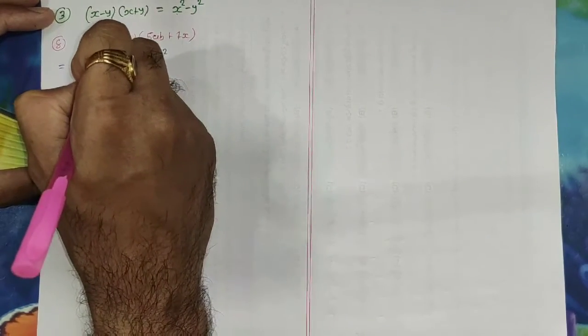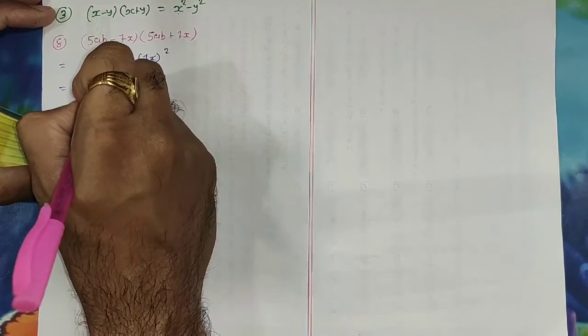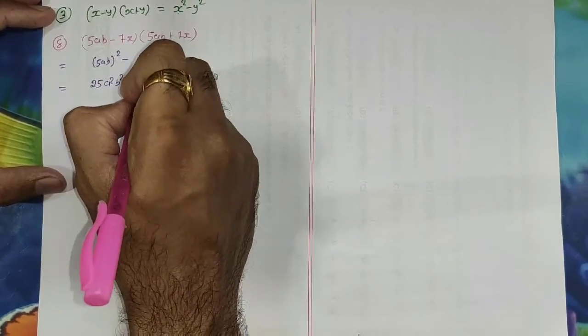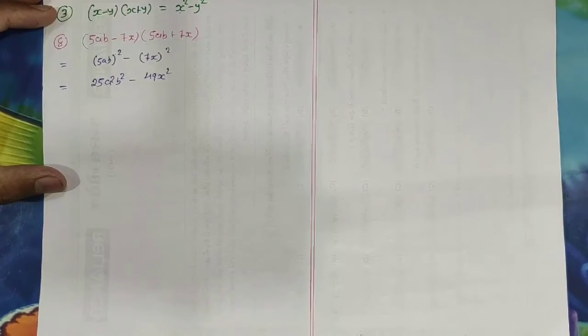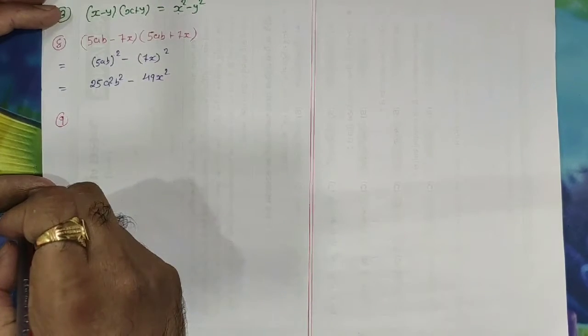First term is 5ab and second term is 7x. So it's (5ab) square minus (7x) square. (5ab) square is 25 a square b square, minus (7x) square is nothing but 49 x square. Clear, students?